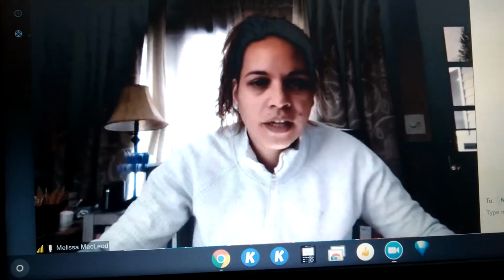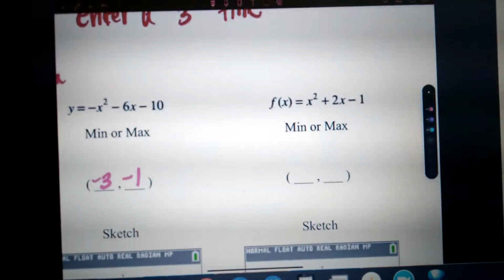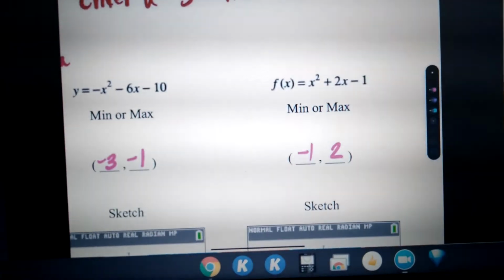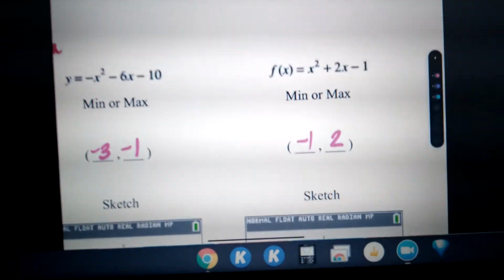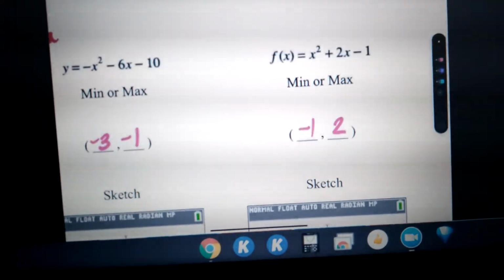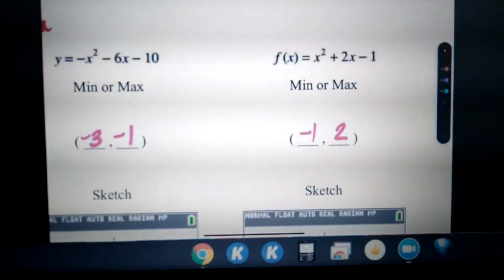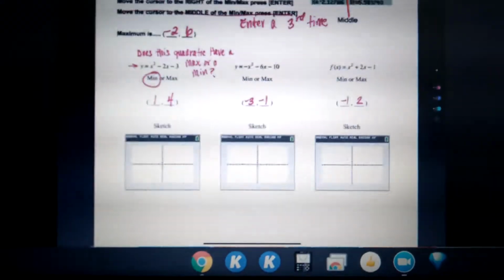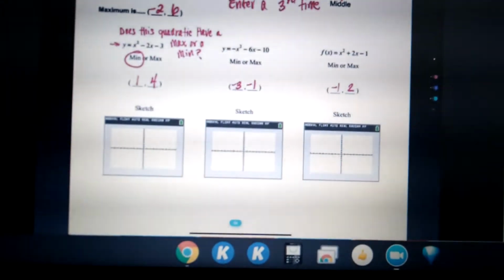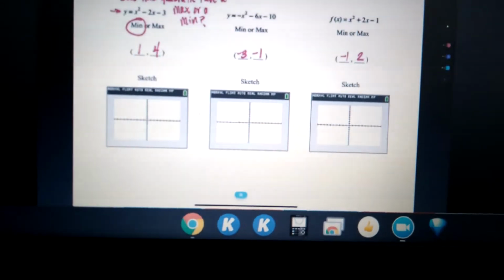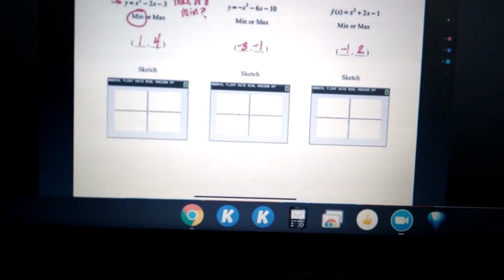So I'm going to stop sharing my screen. Let me go over here. Oh, I don't need tablet. Please confirm. Negative 1 and 2. Everybody can see my tablet? Good. All right. I'm not going to sketch these because we just did all 3 of these. Everybody understand? The answer key will have the sketches on it.